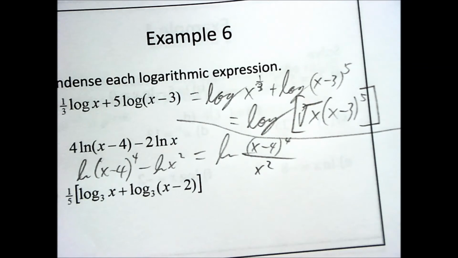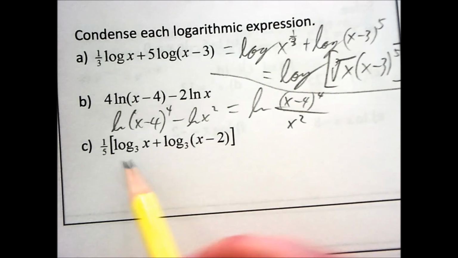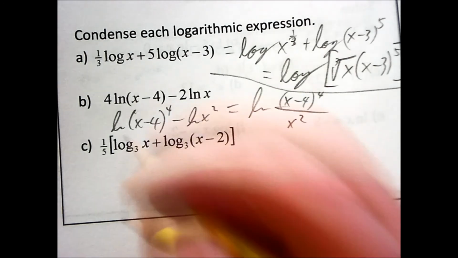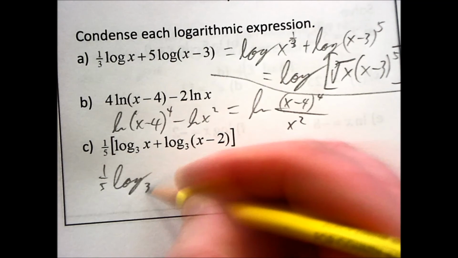What about the next one? Do I move the 1/5 up first? No, not in this case. I'm just going to take log base 3 of x and log base 3 of x minus 2. Because I'm adding them, what can I do? Multiply. So I'm going to leave the 1/5 here for now. Combine those together into a single logarithm.